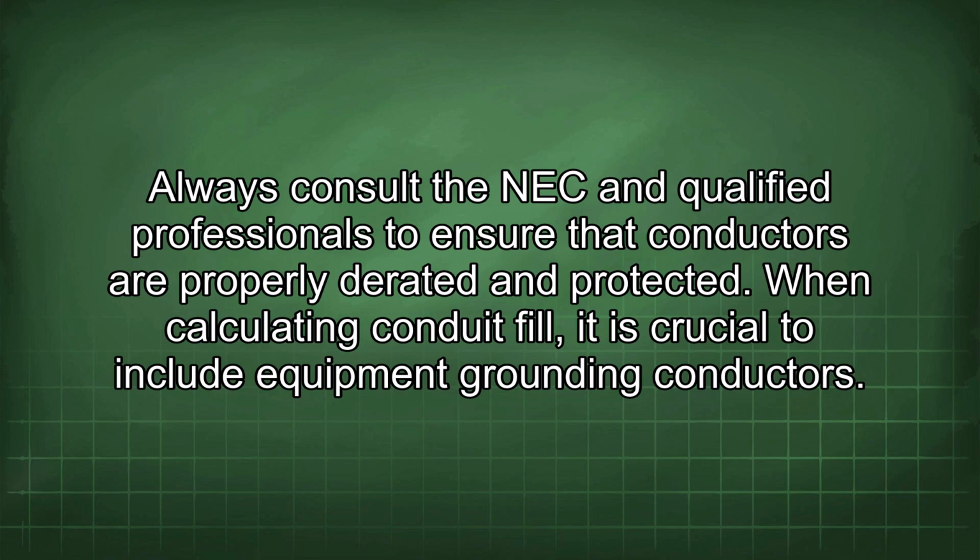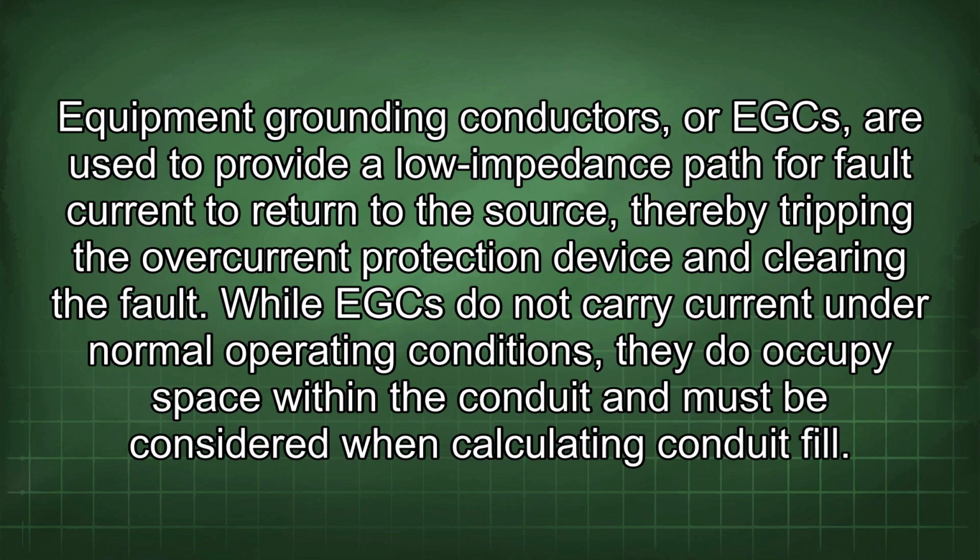When calculating conduit fill, it is crucial to include equipment grounding conductors. Equipment grounding conductors, or EGCs, are used to provide a low impedance path for fault current to return to the source, thereby tripping the overcurrent protection device and clearing the fault. While EGCs do not carry current under normal operating conditions, they do occupy space within the conduit and must be considered when calculating conduit fill.